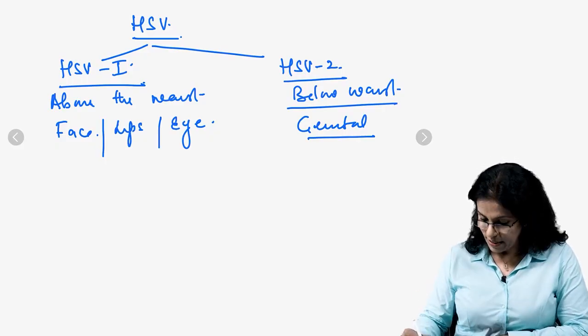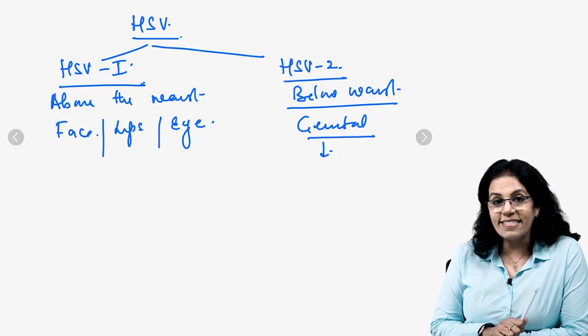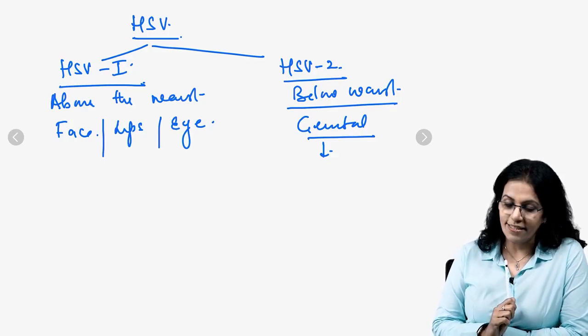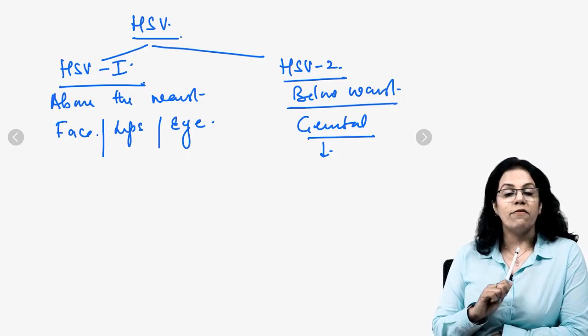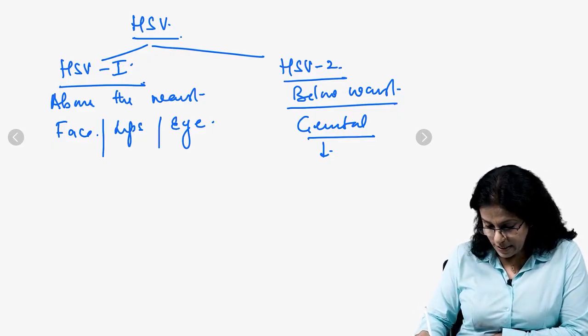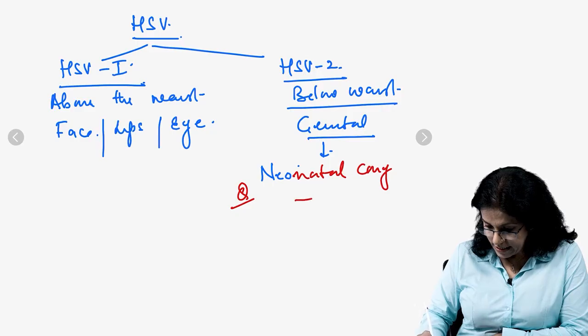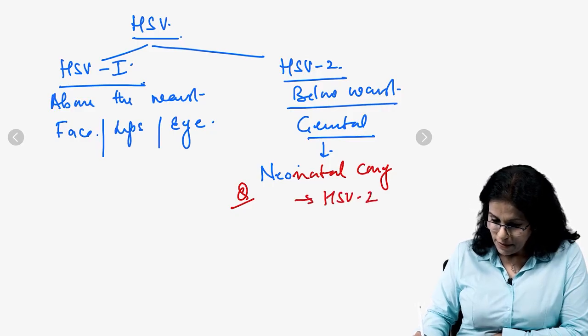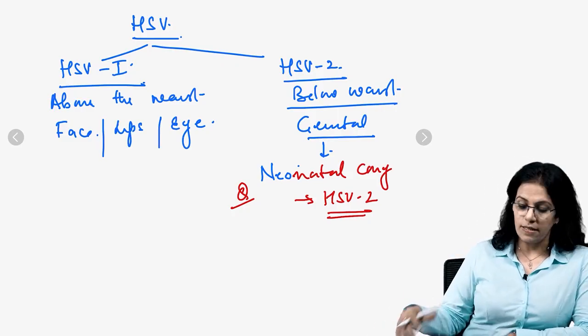But now pay attention. HSV2 is the cause of neonatal conjunctivitis, because during birth the child gets infected while passing through the birth canal in a normal delivery. You have to know this, it has been asked: neonatal conjunctivitis is mainly caused by HSV2. Now let's go back to HSV1, which is above the waist.